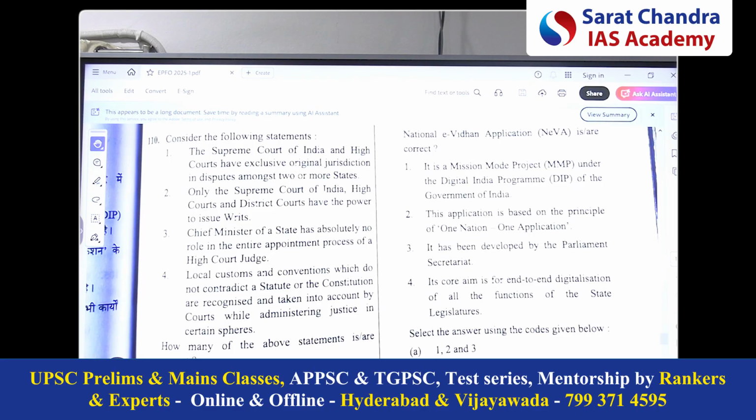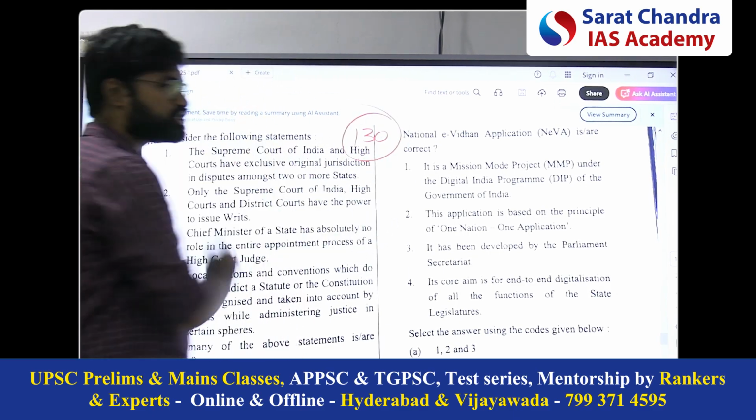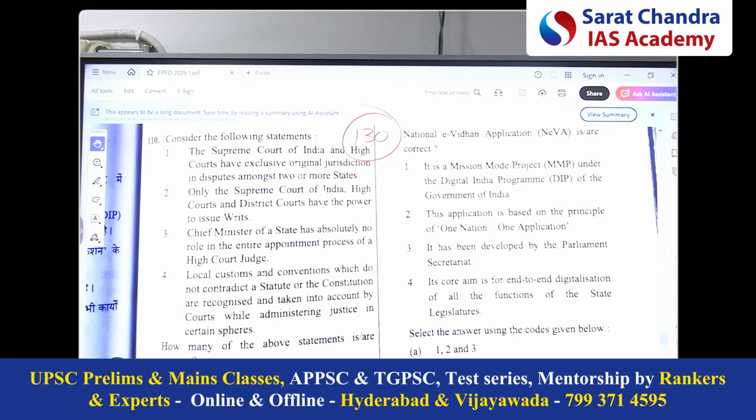The Supreme Court of India and the High Courts have exclusive original jurisdiction in disputes among 2 or more states. When there is a disputes among 2 or more states, this is called Article 130 of the Constitution, which talks about the original jurisdiction of the Supreme Court.